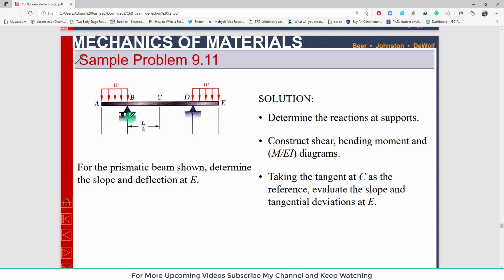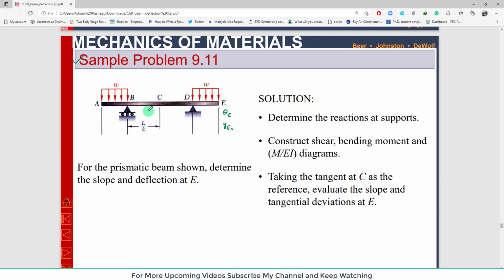You can see the beam, an overhanging beam, clear? There is a roller support at point B, and there is a pin support at point D. For the prismatic beam shown, determine the slope and deflection at point E. So you are interested in finding the slope at point E and the deflection at point E. If you look at this beam, we will not use the by parts method here because the same type of load is given, clear. So we will use it in a single step.